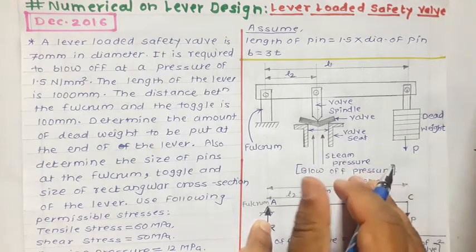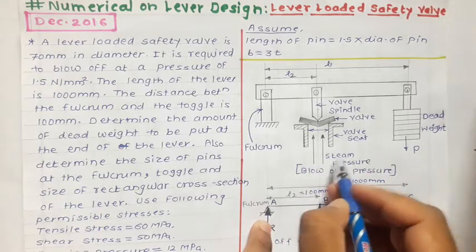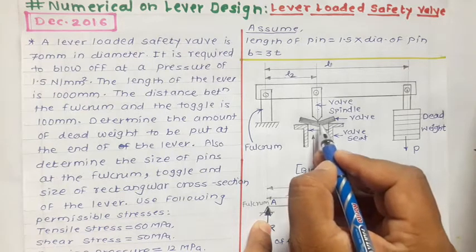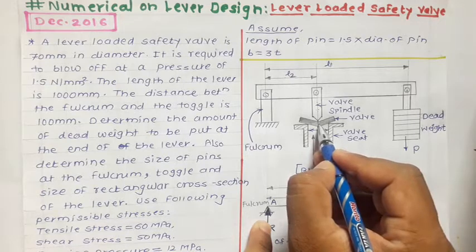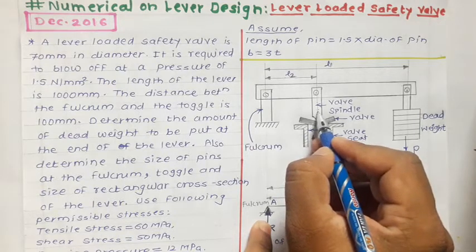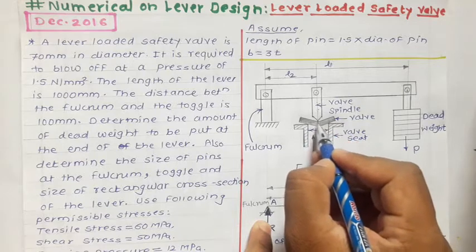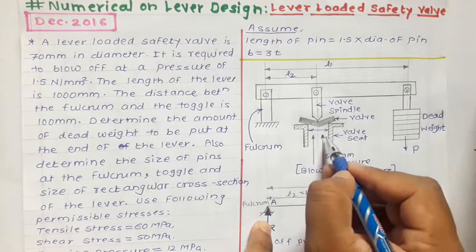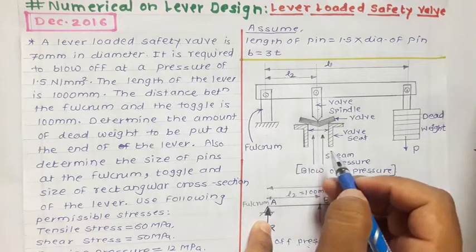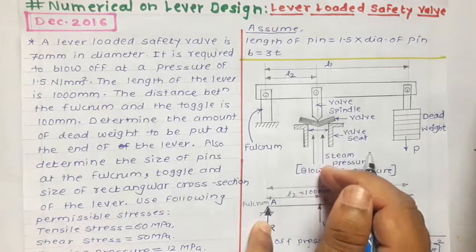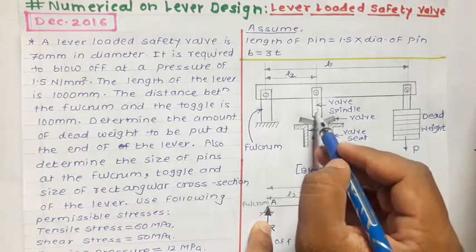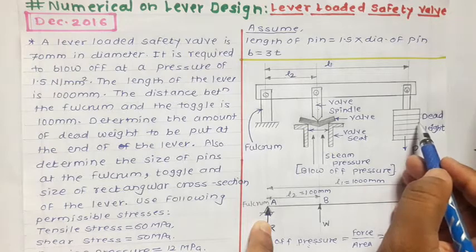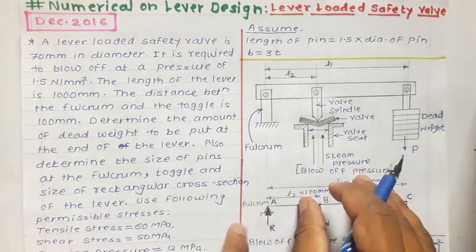Now when the pressure in the boiler exceeds the normal range, the force caused by the steam pressure, which is in upward direction, exceeds and causes the vertical upward movement of the valve, that is, opening of the valve results. The excess steam will go out from the boiler, and as a result the pressure will start decreasing again and go below the normal range, and the valve will move in the downward direction. That means the valve gets closed under the action of the vertical downward force caused by dead weight. So this is the simple working of this lever loaded safety valve.